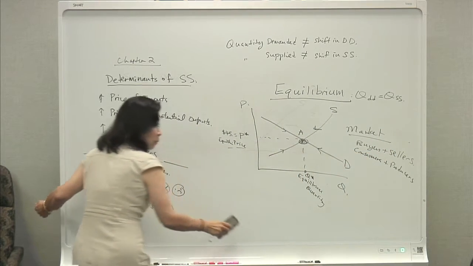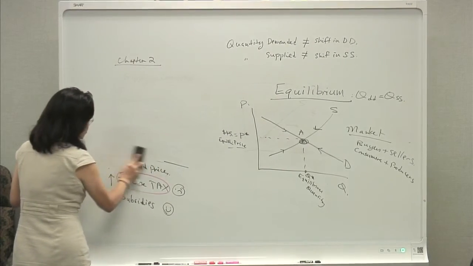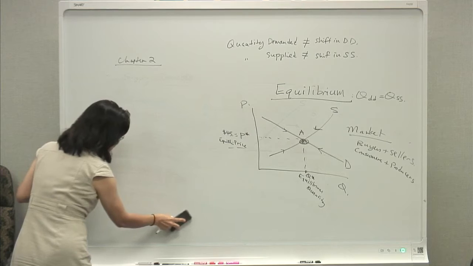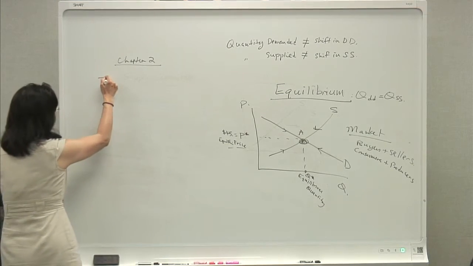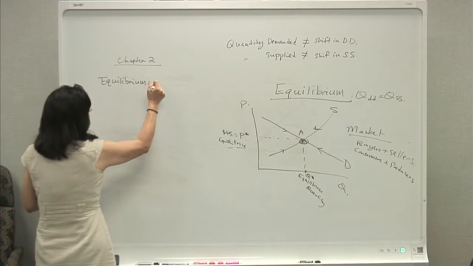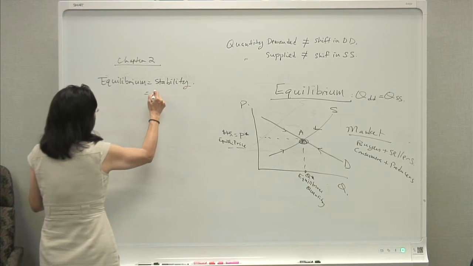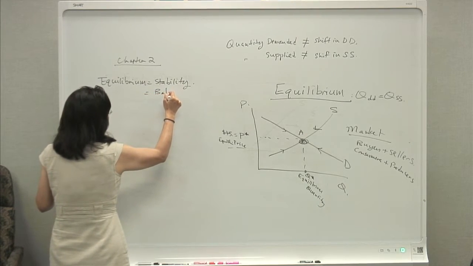Okay, what is the opposite of equilibrium? So some of you are thinking about the term equilibrium. What does it mean? Equilibrium means, let me use some synonymous terms here, stability. Okay, and you might even use the word balance.